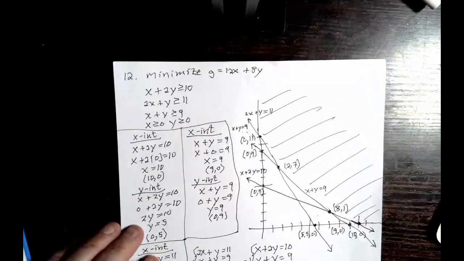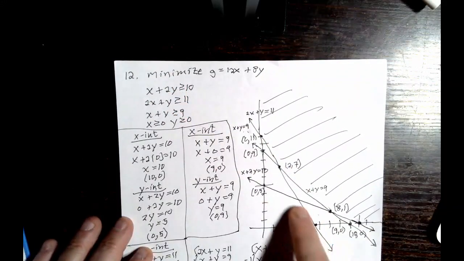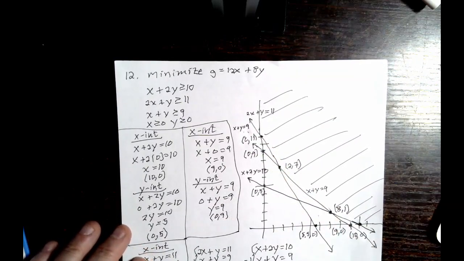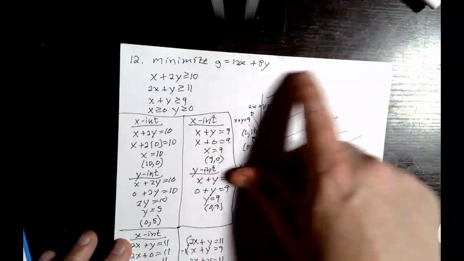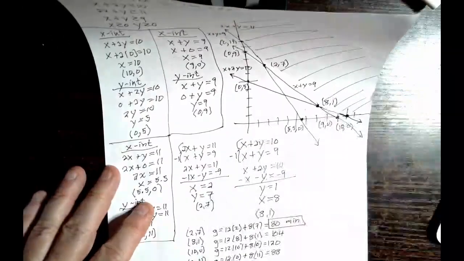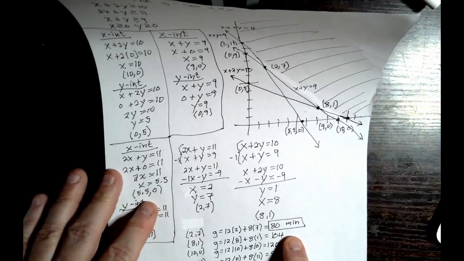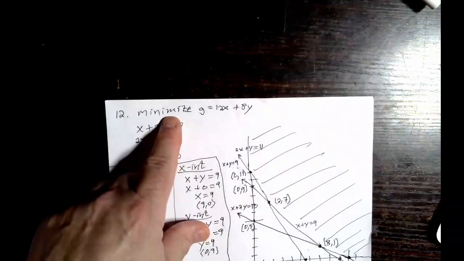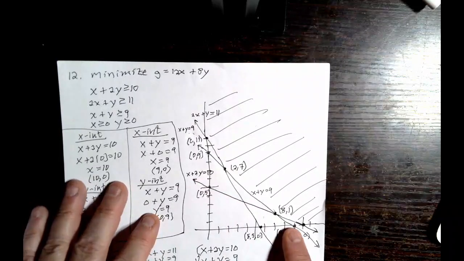For 12, they give you nothing. You have to graph every single one. You got to find every single x and y intercept and some corners here. And then once you're done, you take this minimize function and use all those 4 corners that you have and plug them into that function, and you choose the one that's the minimum in this case because they ask you to minimize.